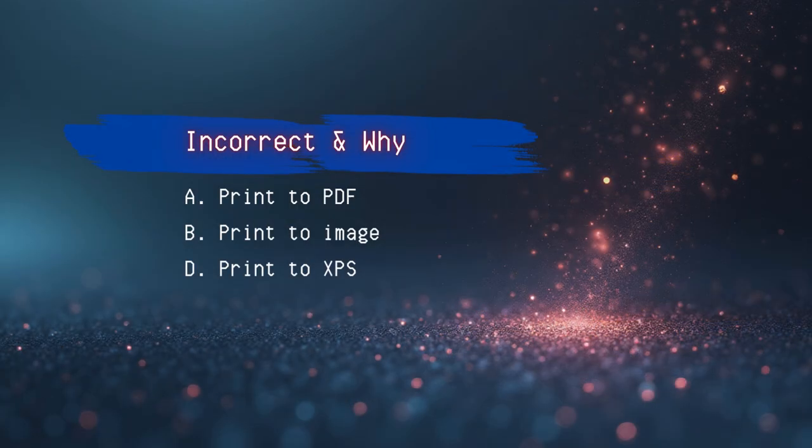Incorrect answers: A. Print to PDF converts the document into a digital PDF file, no physical printer required. B. Print to image saves the output as a graphical file, for example a PNG or a JPEG, again no physical printer is needed. And lastly, D. Print to XPS. Now, XPS, or XML Paper Specification, is another digital file format similar to PDF. No printing hardware is involved.